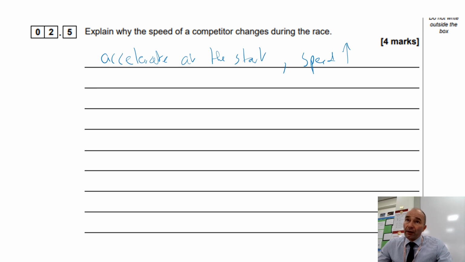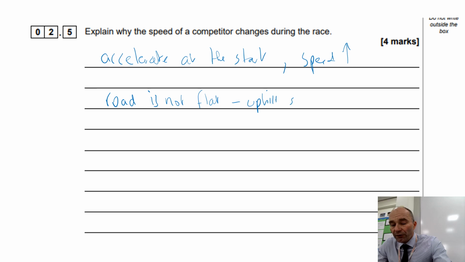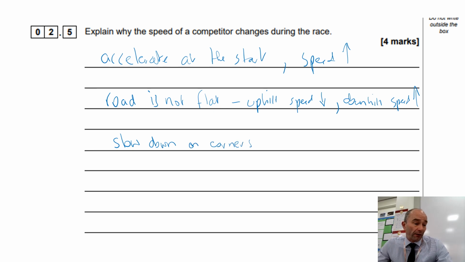The other thing to think about is, again, you're riding your bike, the road isn't flat. So the road is not flat. So what happens when you come to an uphill? Well, if there's an uphill, your speed is going to go down. So you're doing work against gravity. If you're going downhill, all the best bits, your speed is going to go up. And then you probably find that you need to slow down, so your speed goes down when you're going around corners. So that will affect your speed.